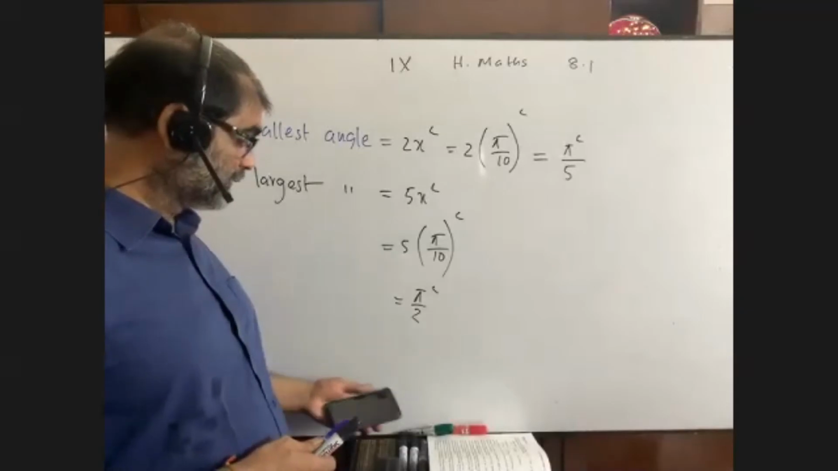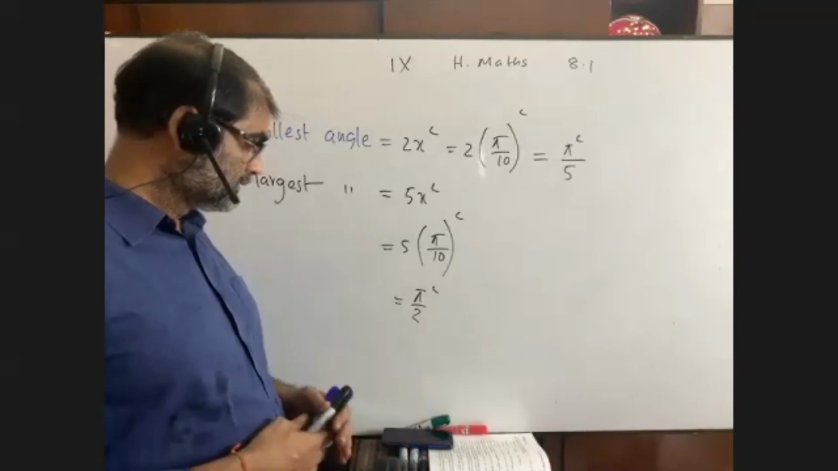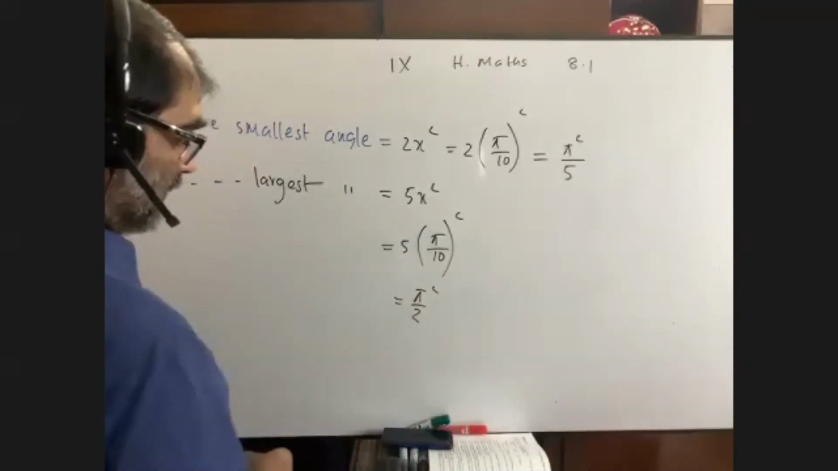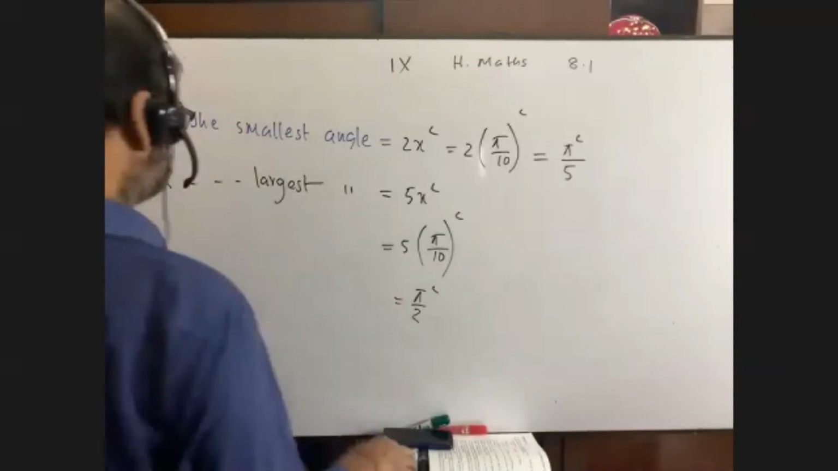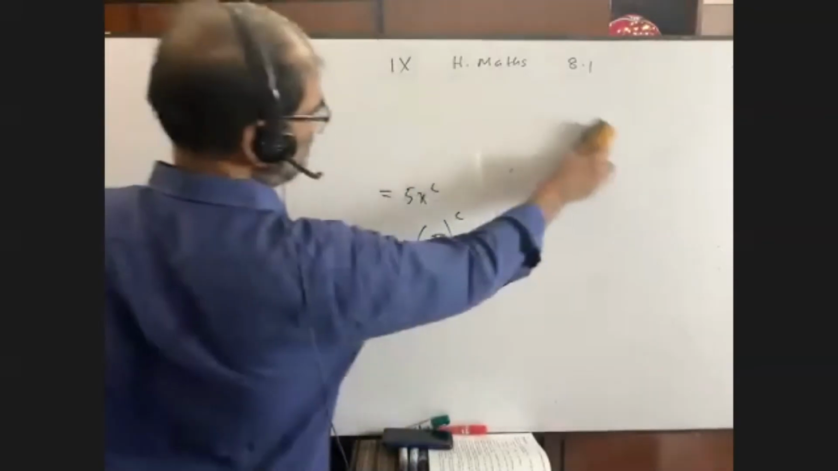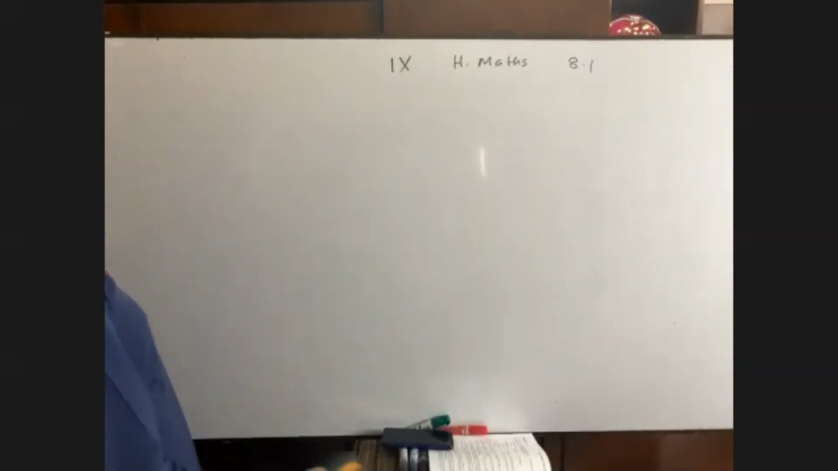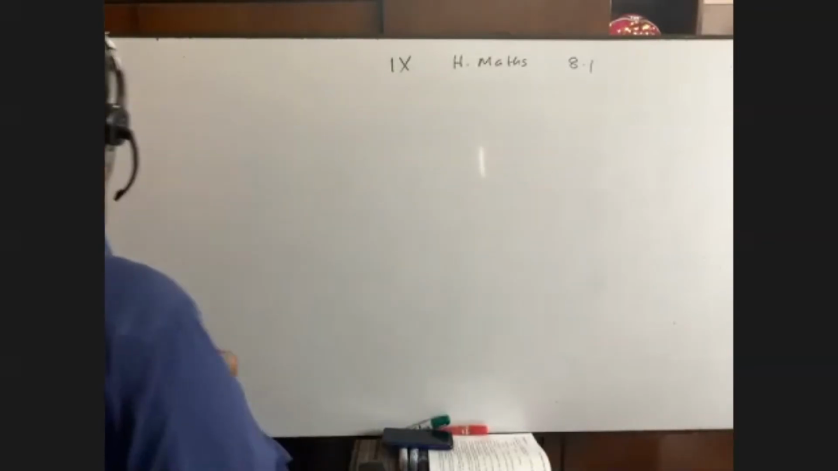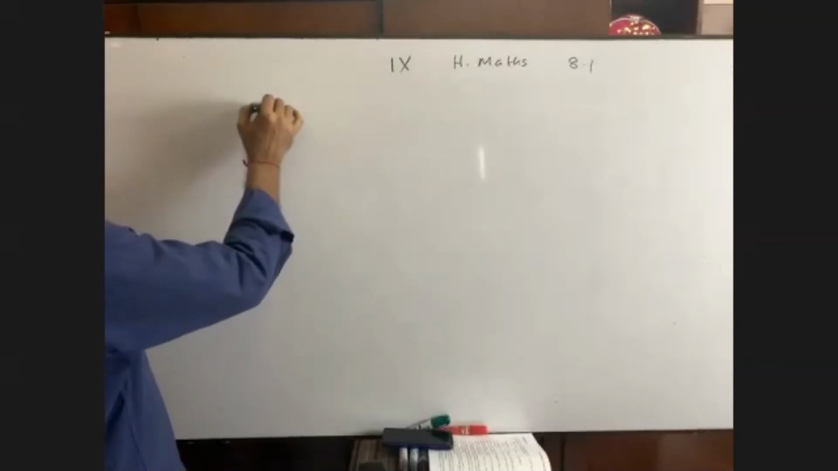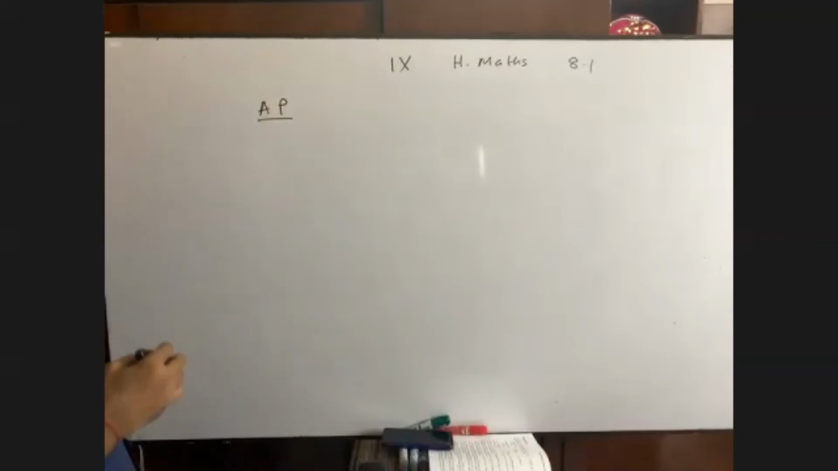Now, the next math. Go to question number 6. The angles of a triangle are in, you read it, arithmetical progression. In class 8, you were taught this in exercise 1. AP. Do you know what is AP? Arithmetical progression.